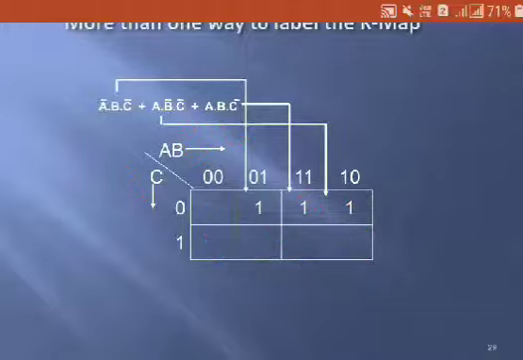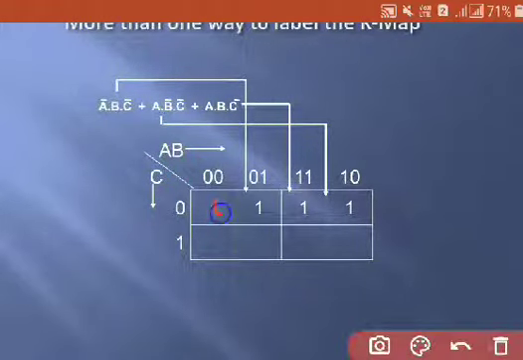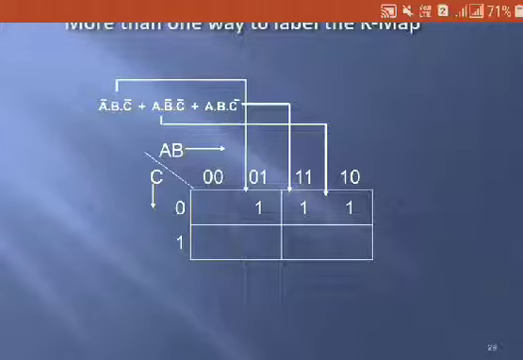There is also another way of writing the K-map like this. If I consider the MSB and next MSB here and the LSB here, the corresponding minterms will be 0, 1, 2, 3, 4, 5, 6, 7. So this is another way of representing the K-map, depending on whether you take the inputs to the right or left, or whichever MSB or LSB you are considering in the expression.